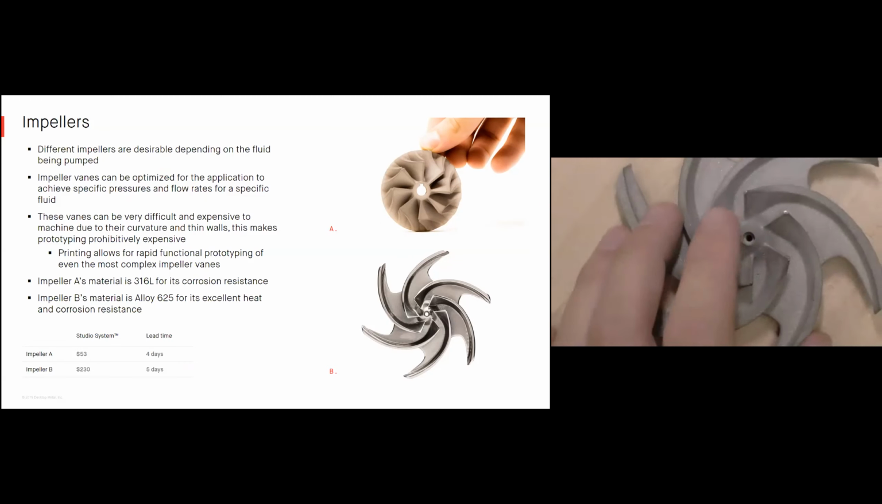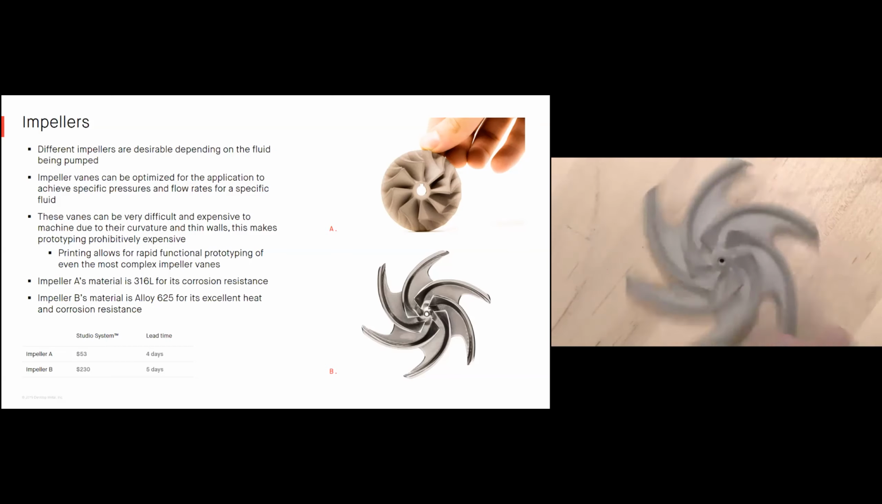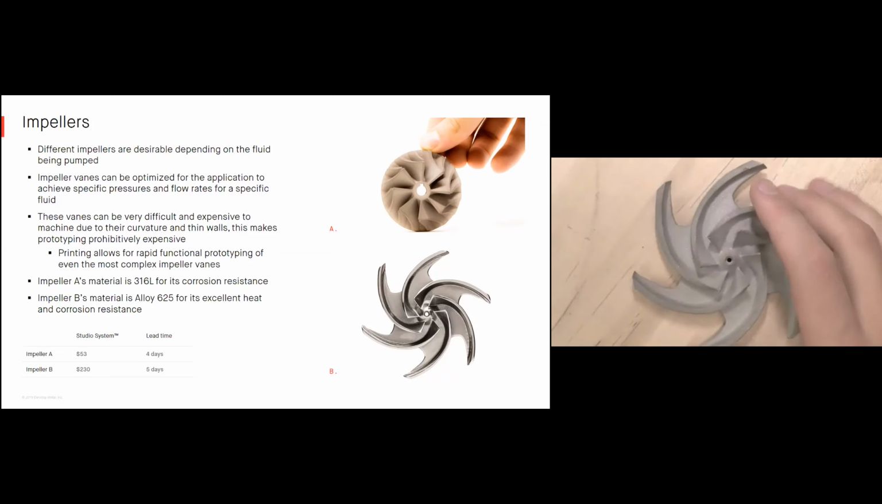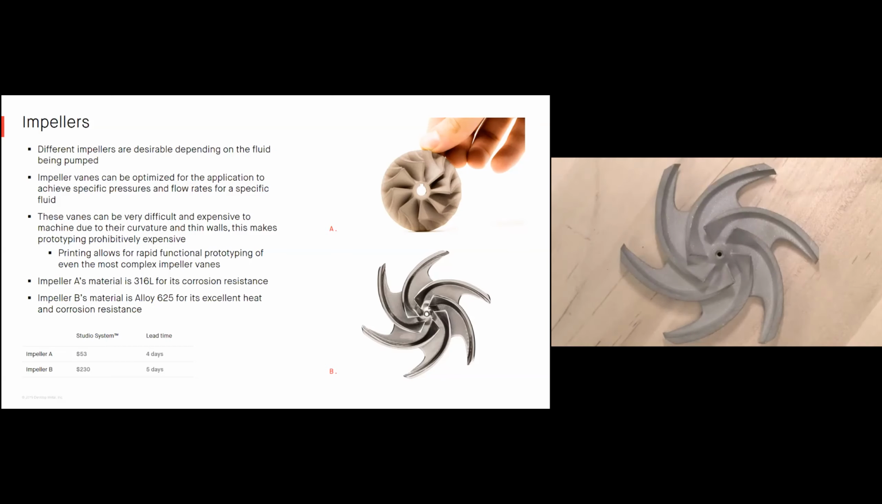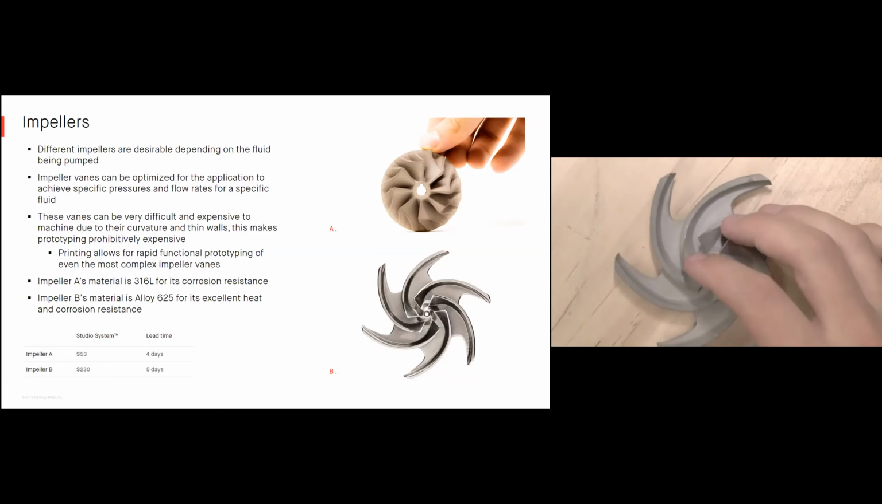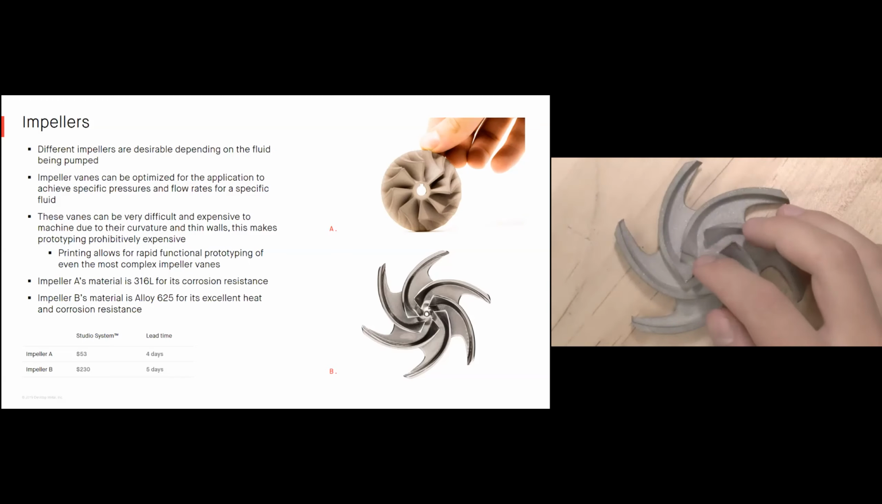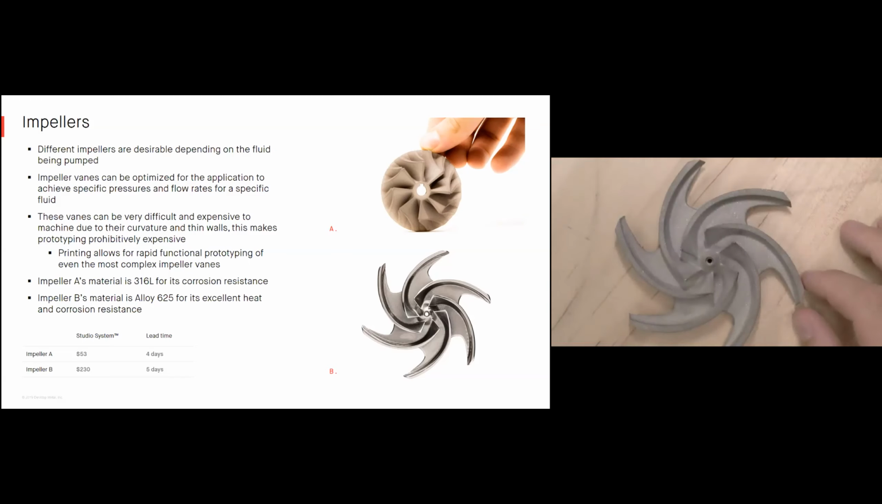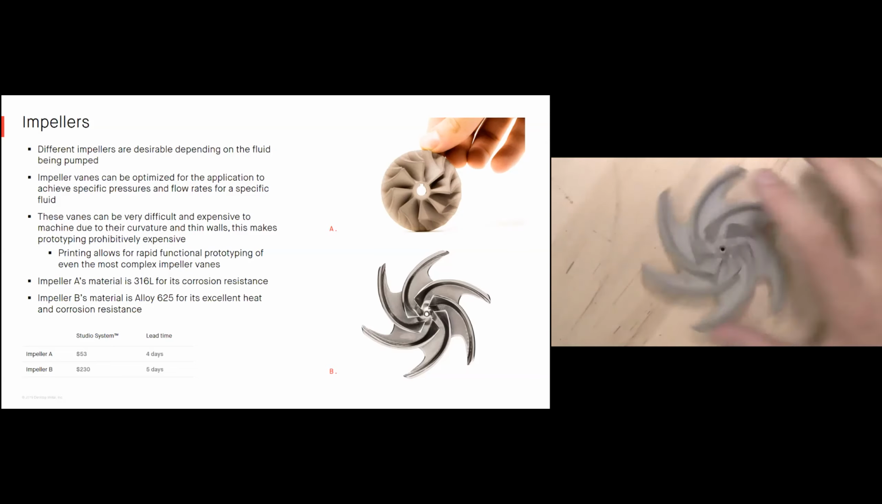The impeller A that you're seeing on top here was produced out of 316L for its corrosion resistance. This one here is actually used in an oil and gas environment and was made out of alloy 625 or Inconel, which gives it that excellent heat and corrosion resistance. The first impeller up there was produced for about $53, took about 4 days. This impeller that you're seeing here is about $230, takes about 5 days. It's a very cool part.